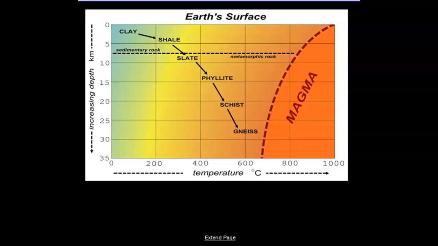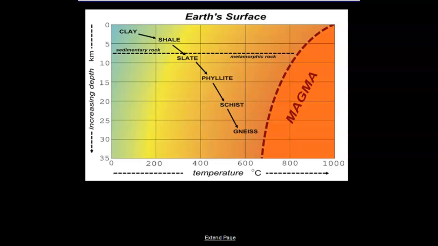This diagram shows what happens to shale as more heat and pressure is added to the rock as depth within the Earth's interior increases. Clay gets compacted and cemented to form the sedimentary rock shale, which stays a sedimentary rock until around a depth of about 7 kilometers. Then the heat and pressure increases and the shale metamorphoses into slate. This is called low-grade metamorphism.